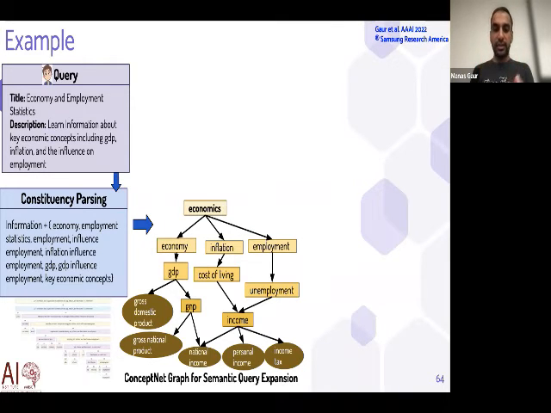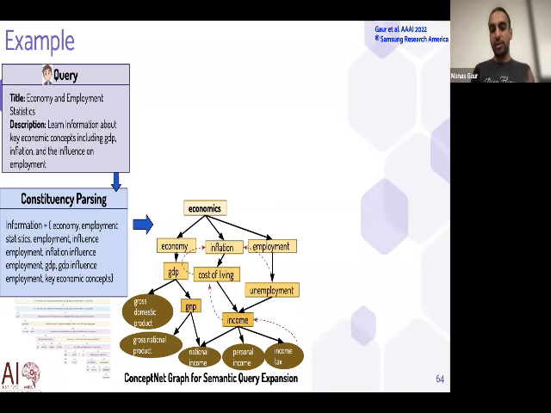Once you have constructed this ConceptNet graph by repetitively querying the graph based on these keywords, this graph can be as huge as possible, because ConceptNet gives you a lot of information. You need to constrain those triples based on your identified noun phrases from the constituency parsing.